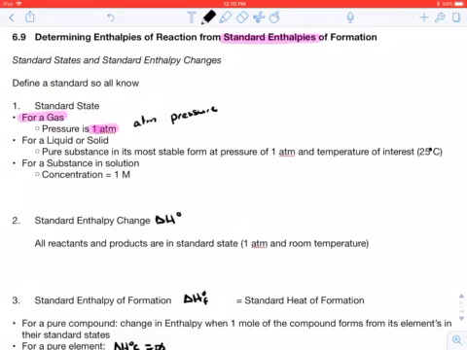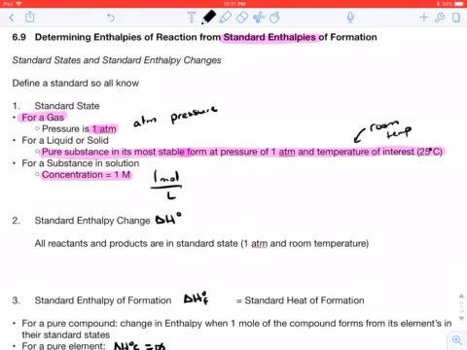For a solid or a liquid, we're talking about a pure substance in its most standard or stable form at 1 atm and a temperature of interest. Most of the time, except for gas laws, we're going to be talking about 25 degrees C, which is room temperature. That's why we use 25 degrees C, because that's room temp, and we don't have to cool down our laboratories to get the same results as someone else. And last but not least, if we have a substance in solution, those concentrations are 1 molar. And remember, 1 molar means 1 mole of the substance is dissolved per liter of solution.